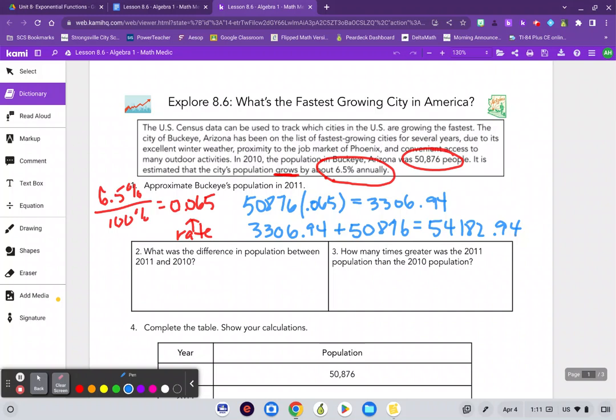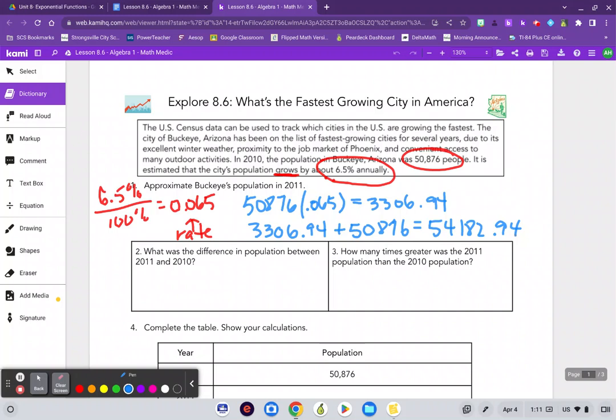Okay. So I really had to do like 3 steps, right? I had to turn the percent into a rate. I had to multiply the rate by the initial, and then I had to add that amount onto the initial. Whew, it's a lot of steps. All right, let's keep moving to see if we can decrease these steps in any way.